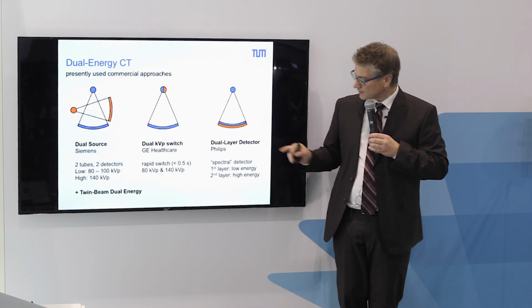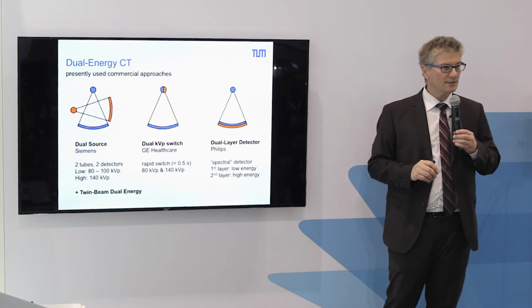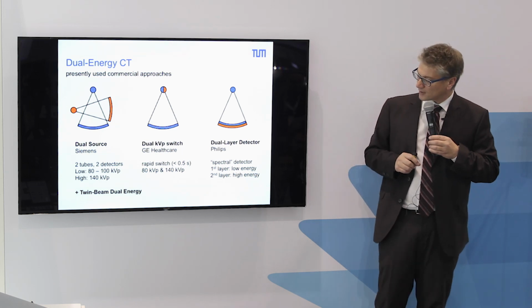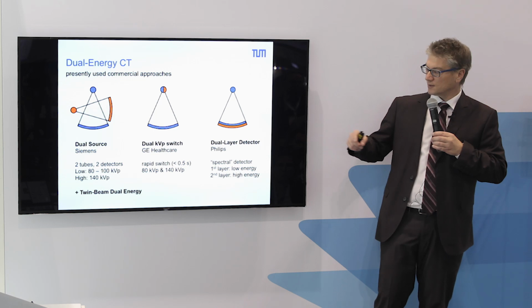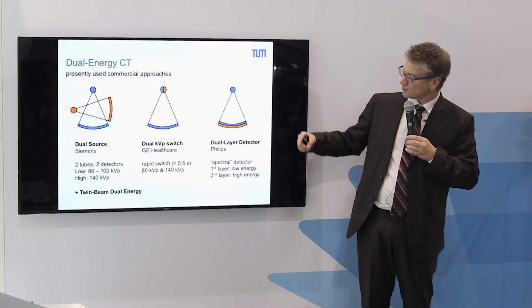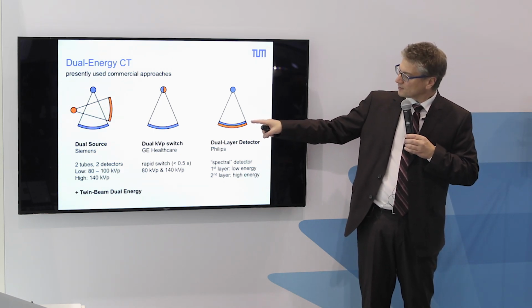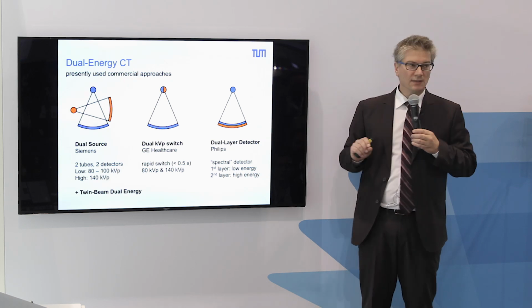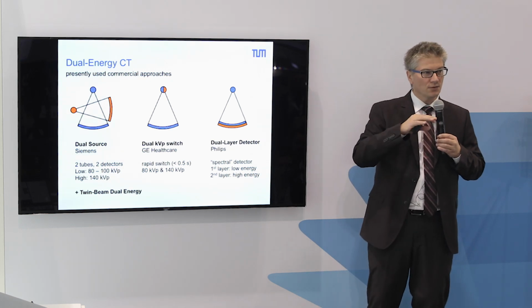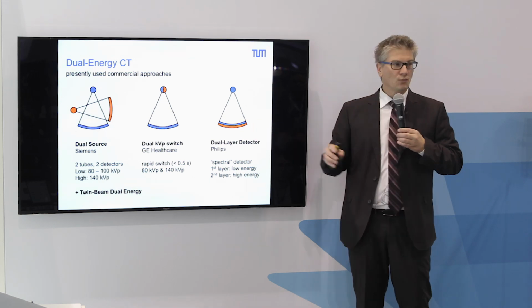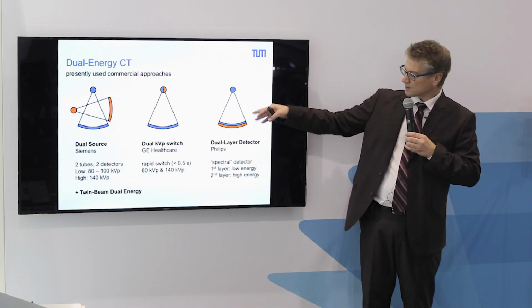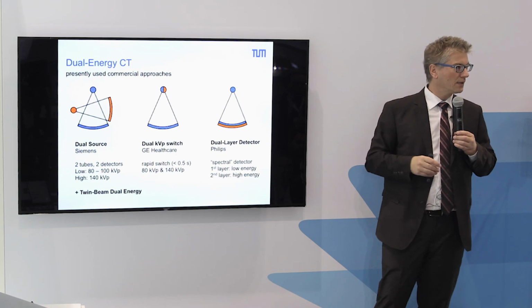The dual layer detector is probably the latest addition to this family. It came out from Philips, and it does the spectral separation on the detector by using two layers. You can easily imagine that the upper layer would predominantly absorb the lower energy photons, whereas the lower layer would get more of the higher energy part because it is essentially pre-filtered by the upper layer.